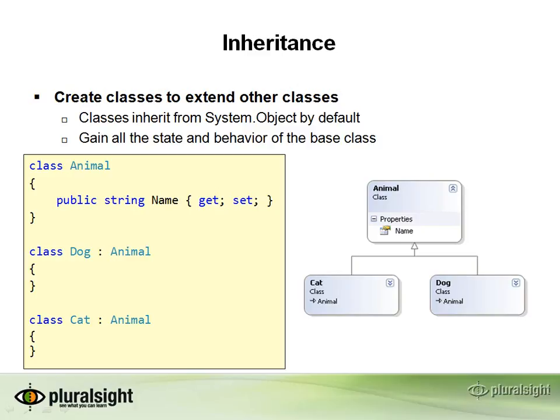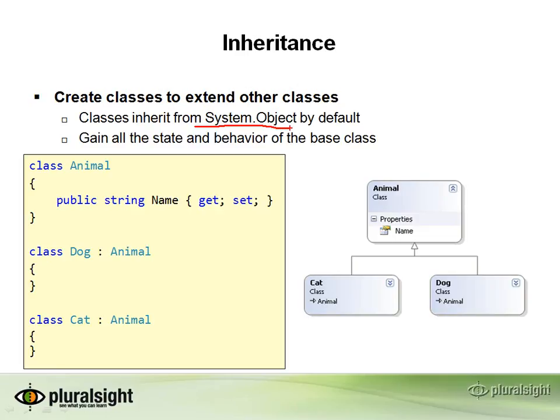The first concept that we'll look at in detail is inheritance. Inheritance is the ability to create a class that extends and reuses code and data inside of another class. Every class that you create is going to at least inherit from System.Object by default.